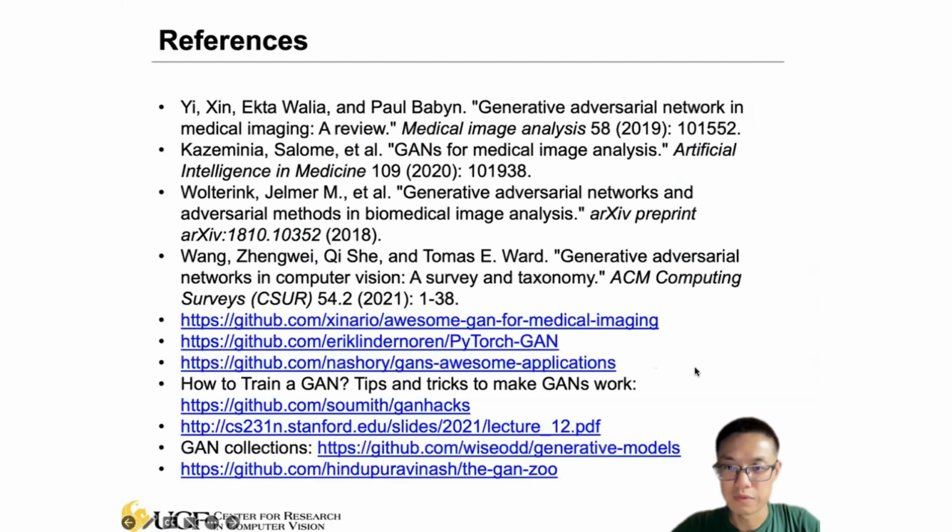Okay, so here are some more references for generative adversarial networks for medical image computing. So if you're interested, you can go through these lists and papers and maybe learn more about how GANs have been applied in the medical domain.